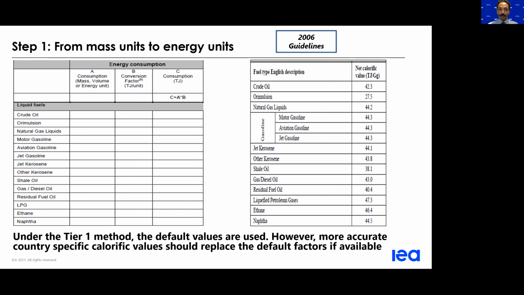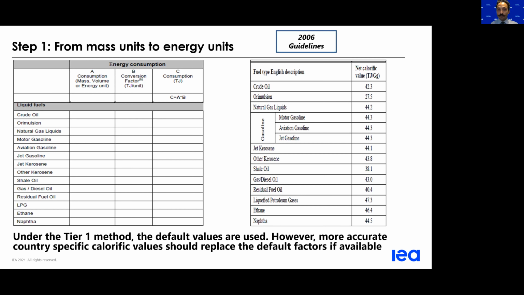So in order to look into the methodology in a more detailed manner, we can divide it into two main steps. The first step would be to convert the mass units into energy units. For this, we simply need the calorific values. The Tier 1 methodology allows using the default calorific values provided in the guidelines, as you can see on the right-hand side table. However, for various fuels around the world, they have various qualities and the calorific values might vary a lot. As such, IEA tries to use time-varying, country-specific calorific values, and we only use these default calorific values when there's no other data available.